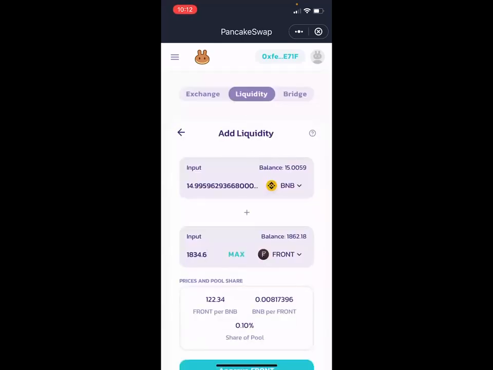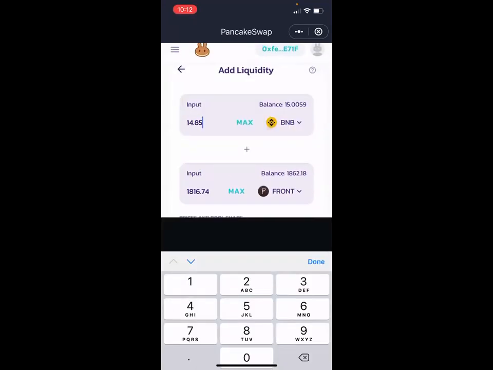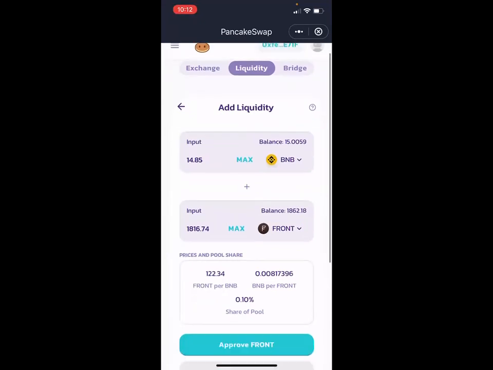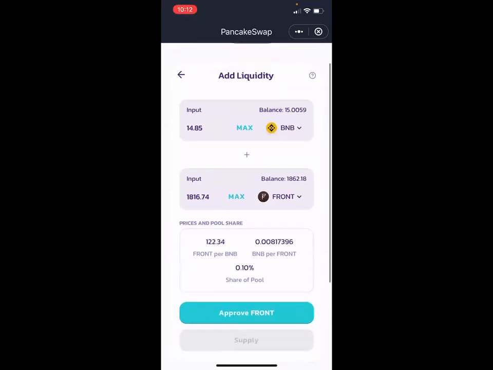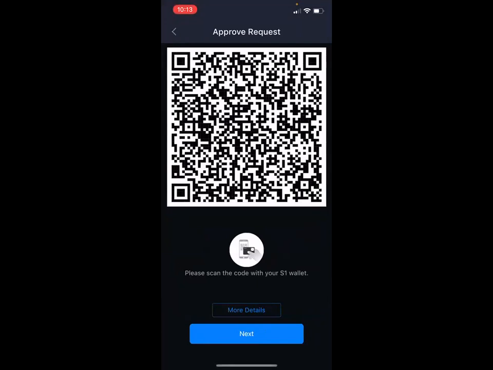So let's do max of BNB, but then remember, I'm going to have to do about 14.8. Let's do 1485. I could even do 1485 to be safe. So it's showing me max of what I can do there, showing you the pool conversion rates between the two, right? So the first step is to approve the Front. You guys can see 14 cents. Ridiculous prices, right? Just so expensive. It's outrageous.